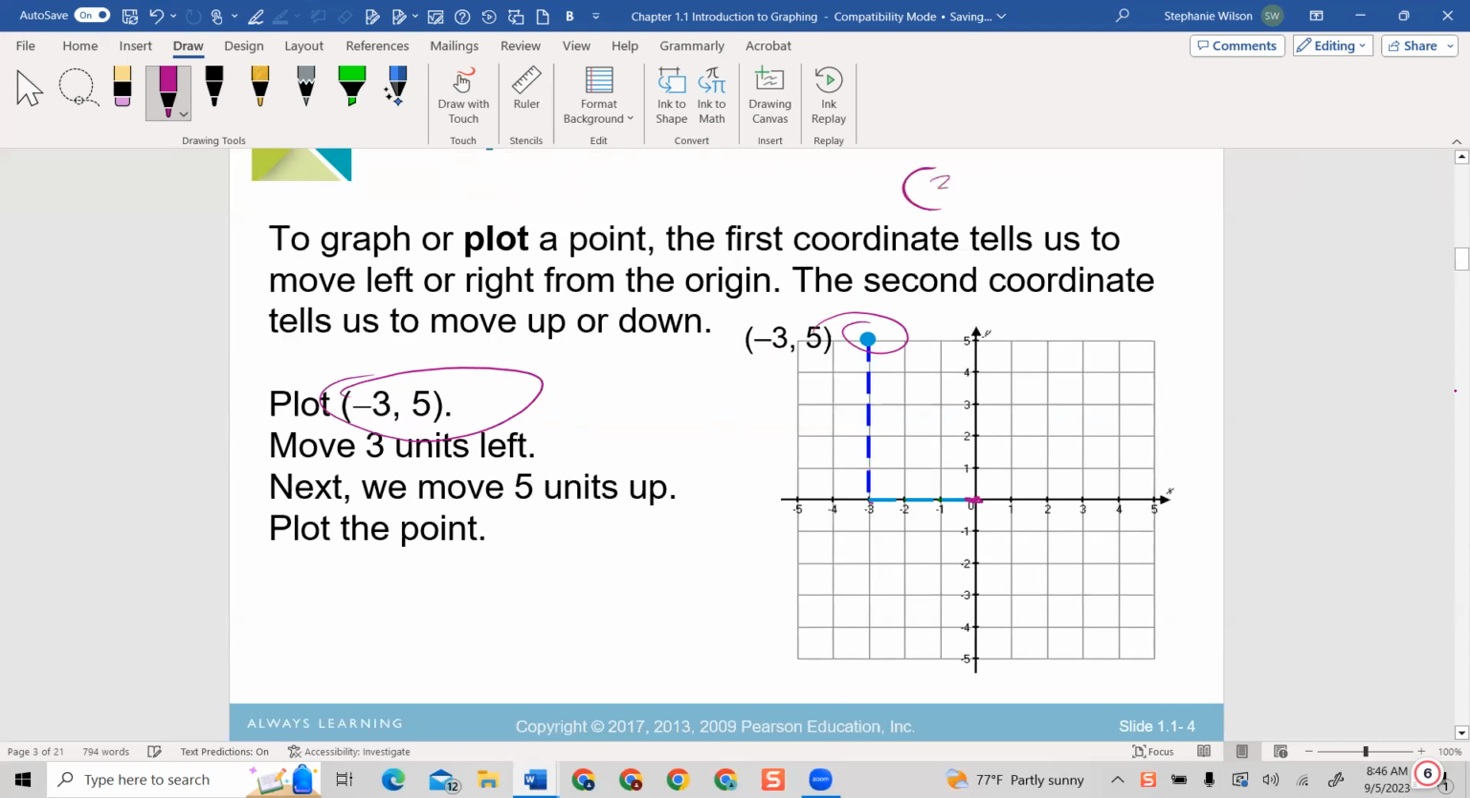But what if we switched it? What if it was +3 for x and -5 for y? Well, we're going to go back to the origin. X is positive, so we're going to go to the right, 1, 2, 3, and y is negative. We're going to go down to the -5. Now here is our ordered pair. So that is graphing. This ordered pair here fell in quadrant 2. This one fell in quadrant 4.